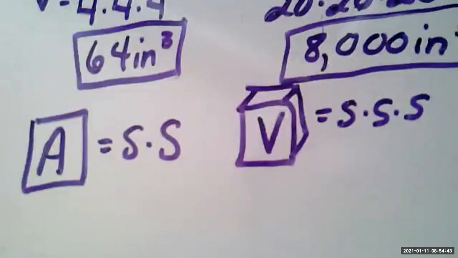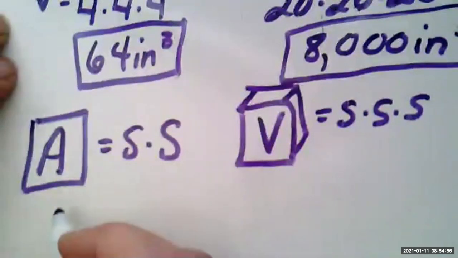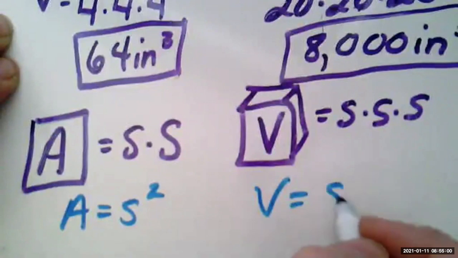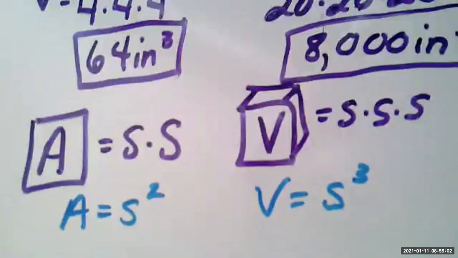Oh, okay, interesting. I'll remove that. There you go. So the volume is 3 of the sides, or the side to the third power. So if you see this, just to be aware, it's the same thing as using exponents here.